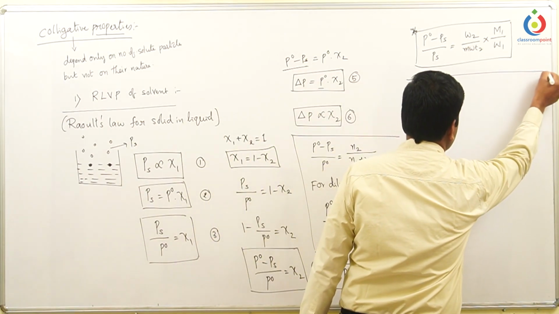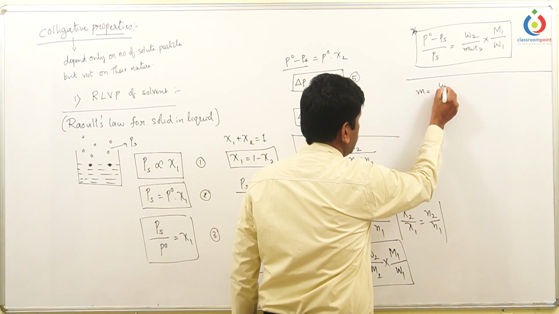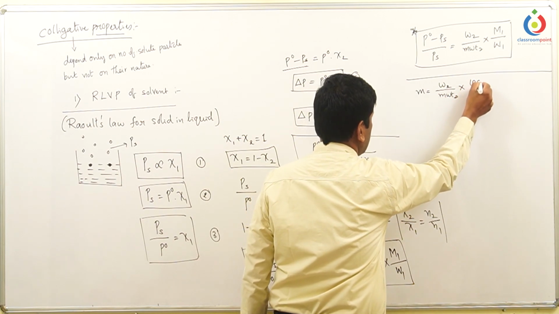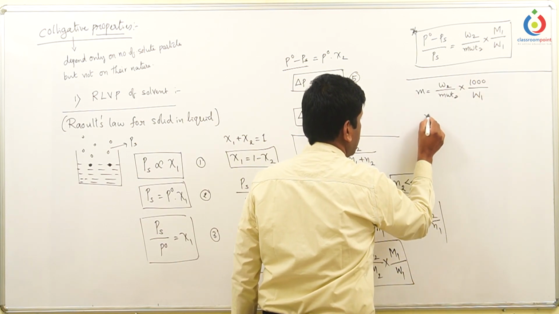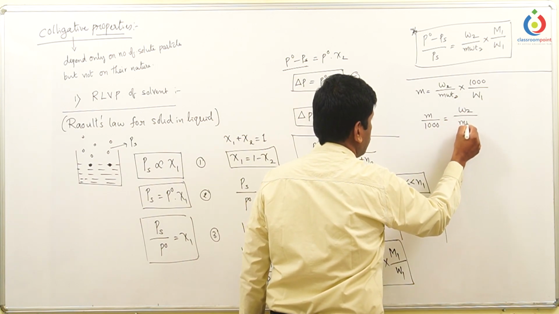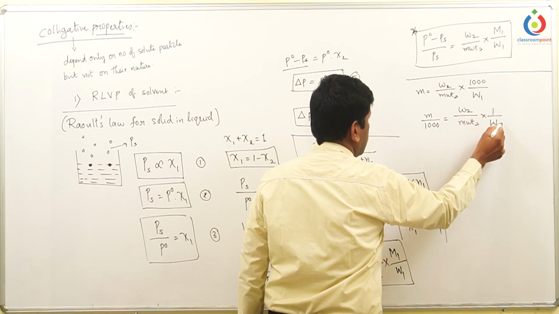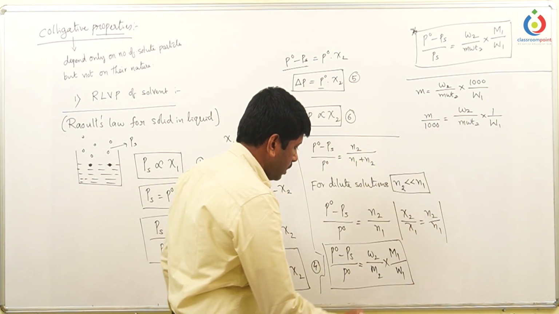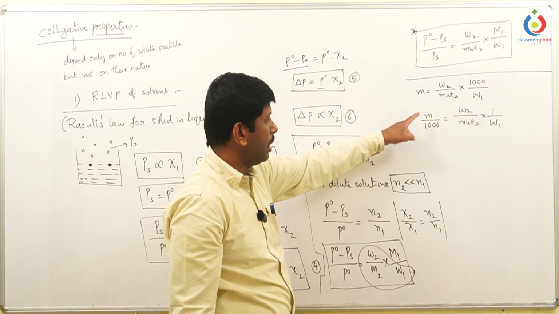Now let us see how this is related to the molality. We know that molality equals weight of solute by molecular weight of solute into 1000 by mass of the solvent. Now if you send 1000 to this side, we get m divided by 1000 equals weight of solute by molecular weight of solute into 1 upon weight of the solvent. In this expression you can see weight of solute, molecular weight of the solute and weight of the solvent. Here we can substitute m by 1000.